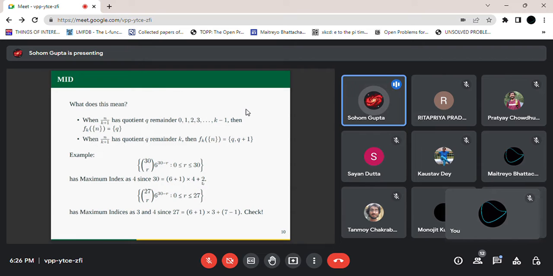Now the remainder is in this range. K plus 1 is 7, so the remainder is not 6. It's less than 6. So we only have one maximum index, and what is that? It's q. So q is 4.